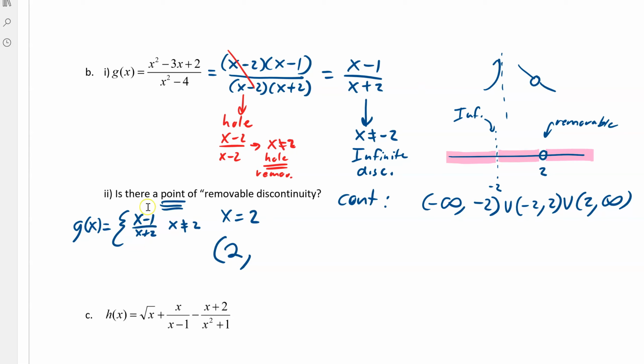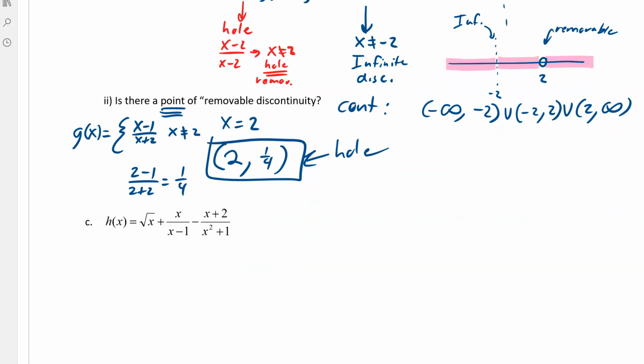So that is our new value. If we were to plug 2 into there, it would tell us what our removable point of discontinuity is. So if I plug 2 in here, you get 2 minus 1 over 2 plus 2, and that would be 1/4. So this is our removable point of discontinuity, 2 comma 1/4. That's your hole.